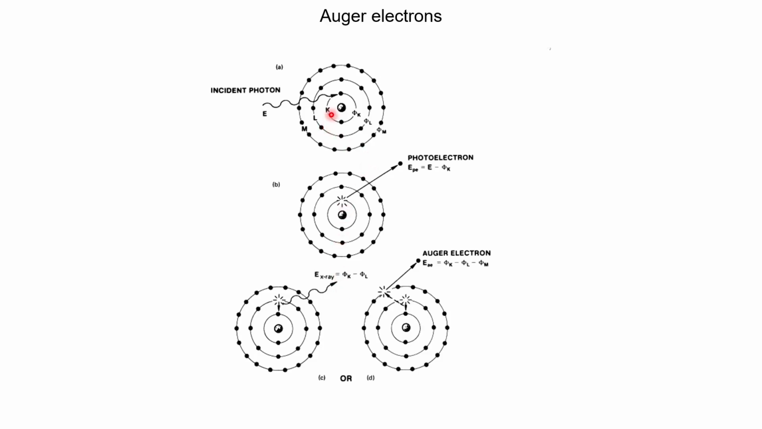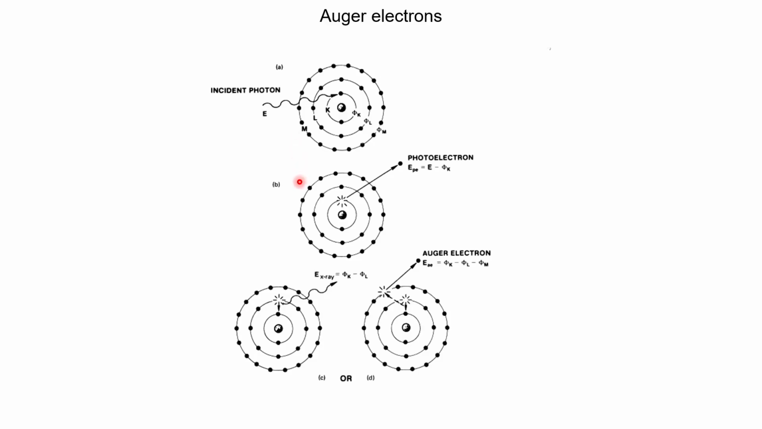If this is your K shell, L shell, M shell, and the incident electron is emitting the K shell electron, then an L shell electron will jump from the L shell to the K shell. So this will have K alpha energy, and if an electron from the M shell jumps to the K shell, then that will have K beta kind of energy. So depending upon from where the electron is jumping to the K shell, it will have different energies.